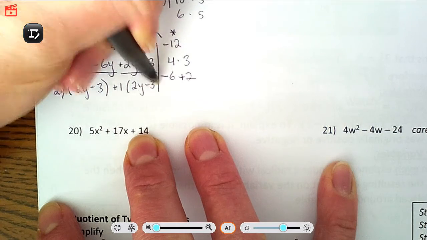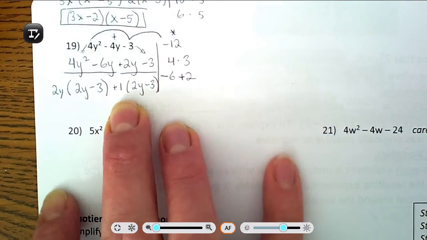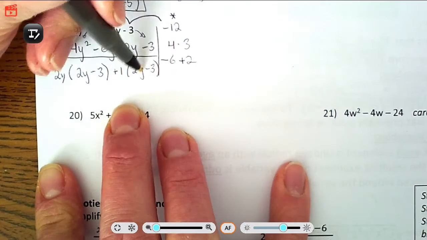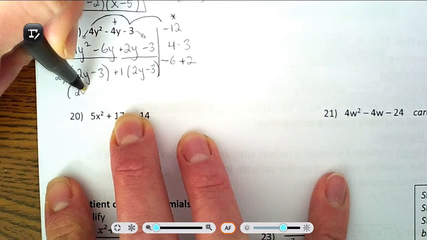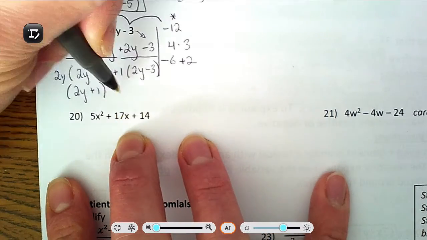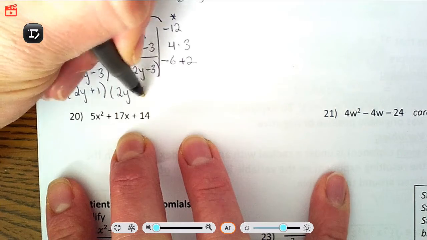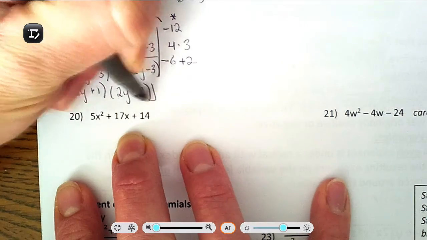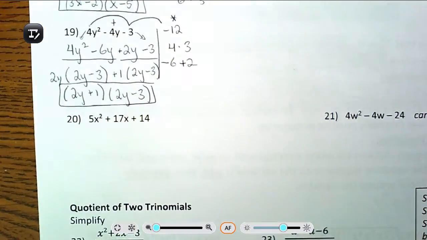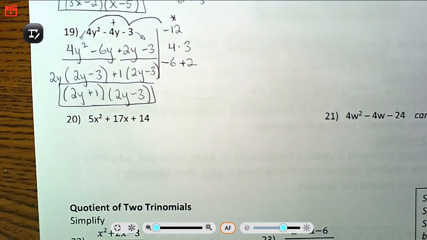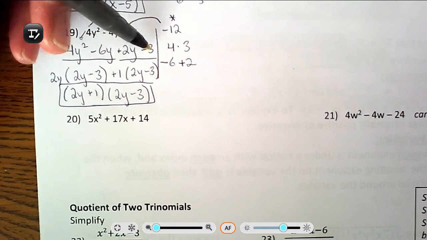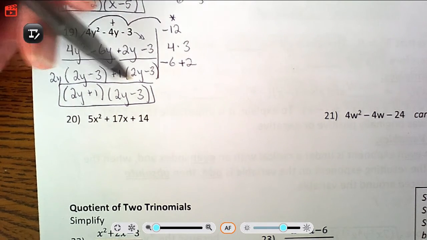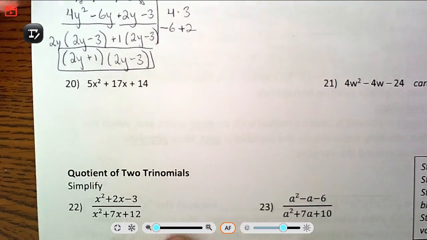2y minus 3. But you have to take out something, so we have to take out a 1 multiplier. 1 times all this stuff doesn't change it. 2y plus 1 comes together. 2y minus 3 gets written once. Okay, so it's really the first couple steps and building this first line that are new to us. Then after that, we're just factoring by grouping, which should have a nice flow.